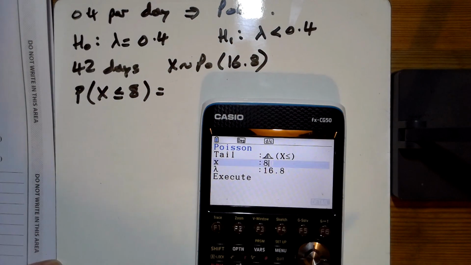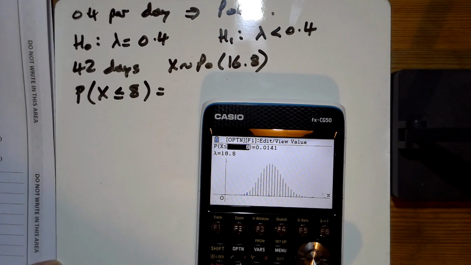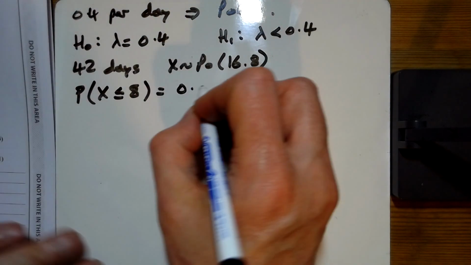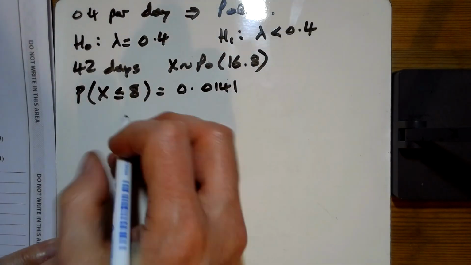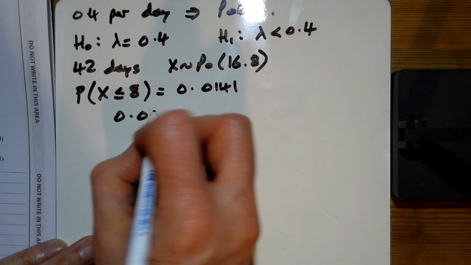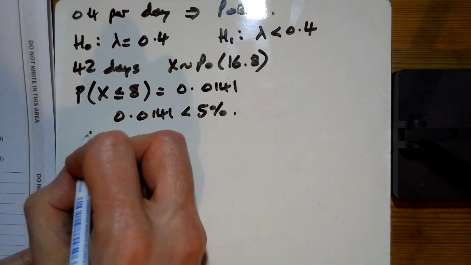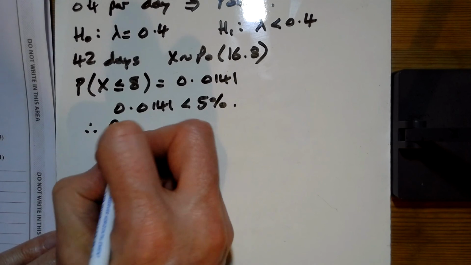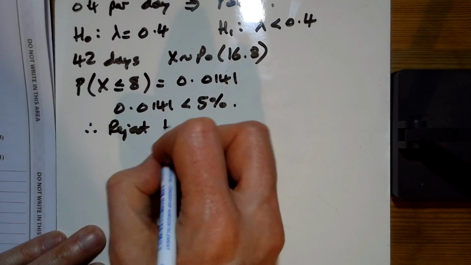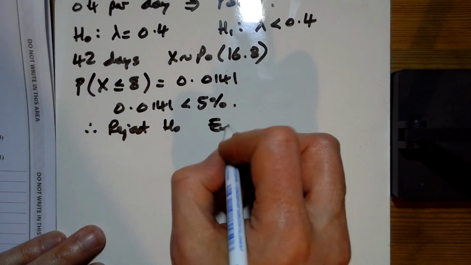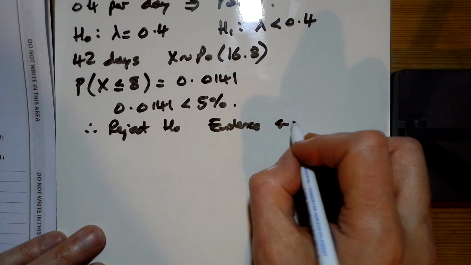Less than or equal to 8 with 16.8 is 0.0141. That's quite small, isn't it? 0.0141 is less than 5%, therefore reject H0. The evidence suggests it is less.